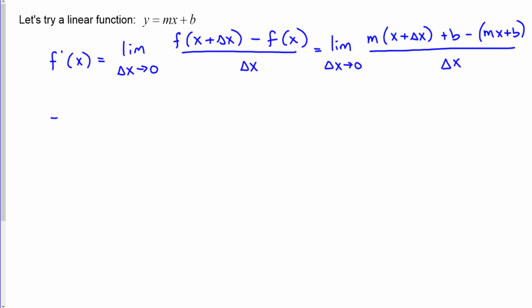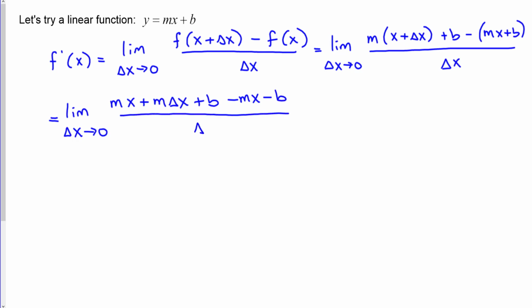So what I can do for simplification is do the limit as delta x goes to 0. I can distribute my m in the numerator, which would give me m times x plus m times delta x plus b. And then I also need to distribute that negative, so minus mx minus b. And that's all going to be over delta x.